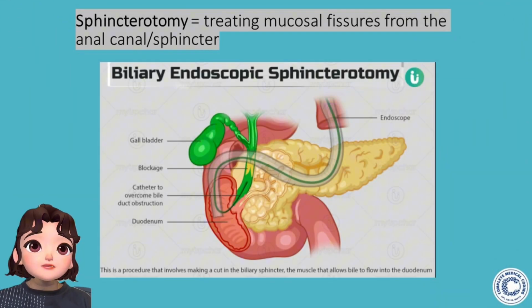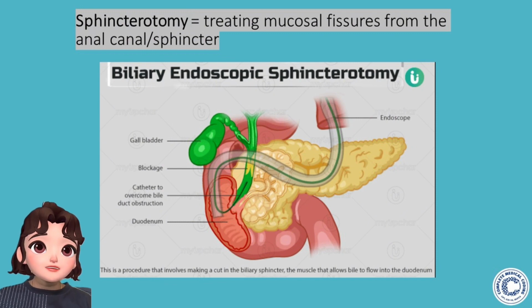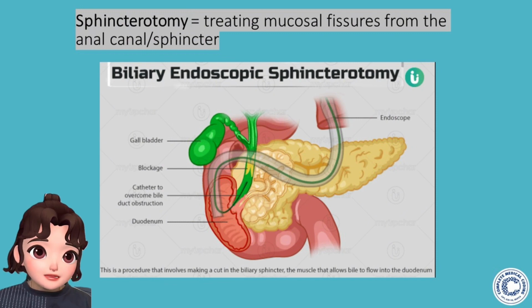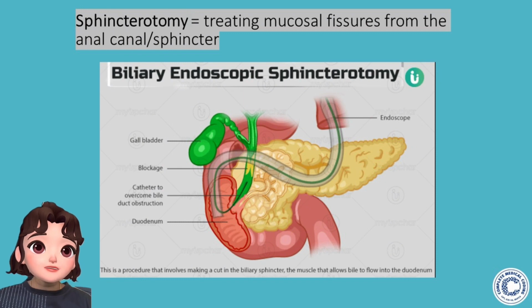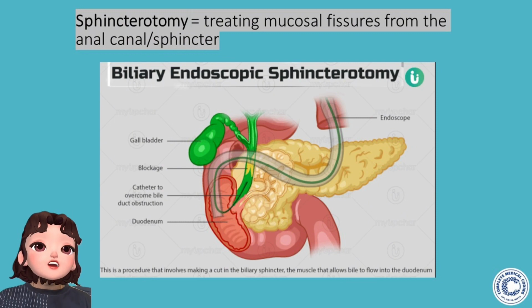Sphincterotomy, treating mucosal fissures from the anal canal, which has sphincter muscles. This is a procedure that involves making a cut in the biliary sphincter, the muscle that allows bile to flow into the duodenum. That muscle is called the sphincter muscle. So that procedure is called sphincterotomy.